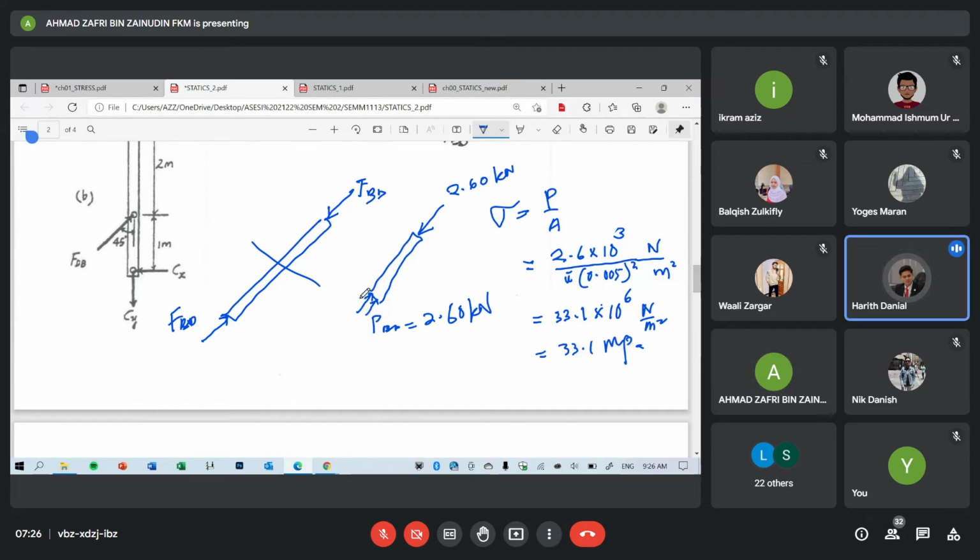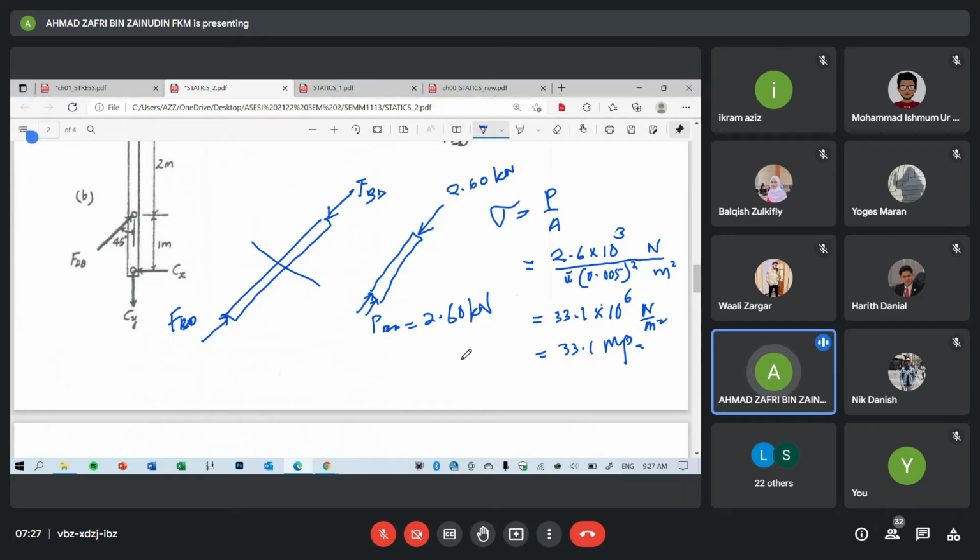It's compression, because the arrow is towards the cross section, right? It depends on the external. All depends on external. Okay, so the internal force is going in. So it's compression. If you give your answer like this, it's just part of the answer only.